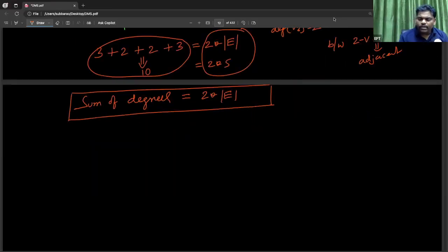The technical way of writing it: sum means summation, sigma. Sigma i equals 1 to n, degree of Vi is equal to 2 into E. This is the notation. E is the number of edges.